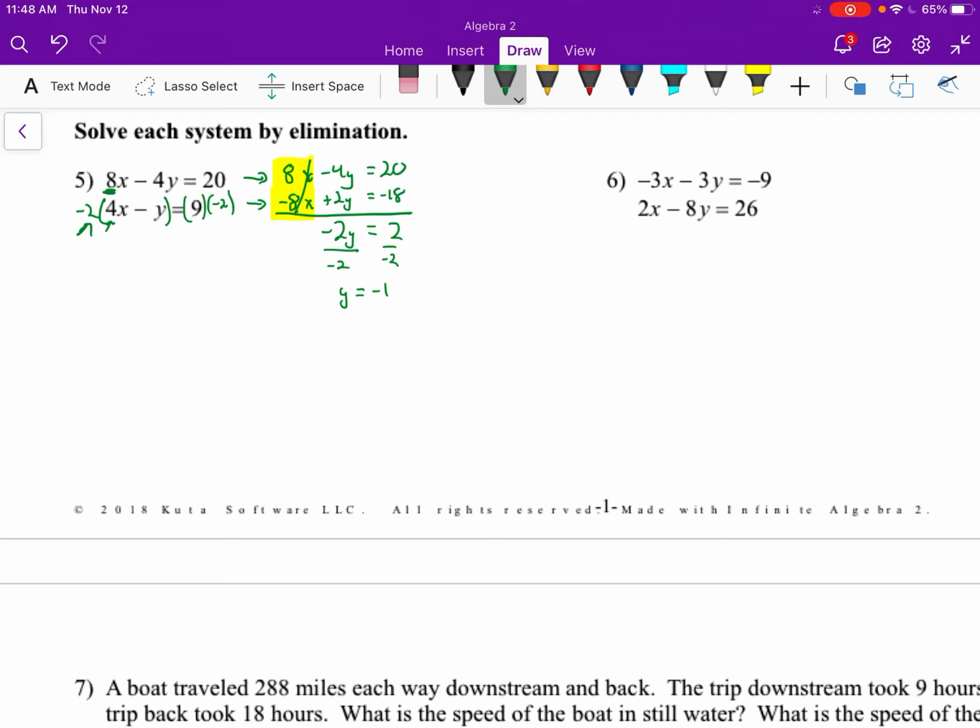Well, we're not finished. Now that we've done that, this is when we go back to substitution. You don't have to eliminate to find both terms, although you can. And we're going to plug y into one of our two equations. I'm going to go ahead and plug it in the top one. So we have 8x minus 4 times y, but we found y was -1, equals 20.